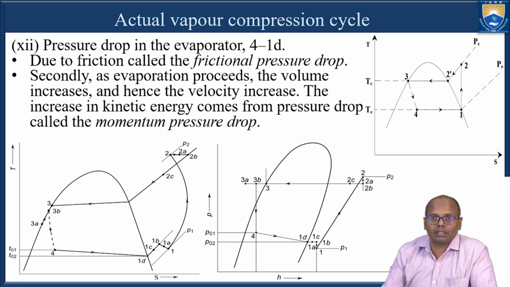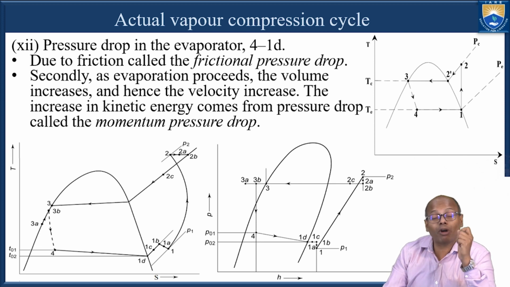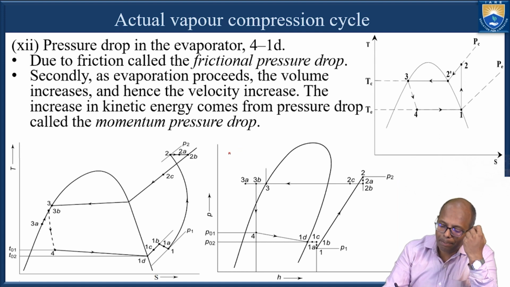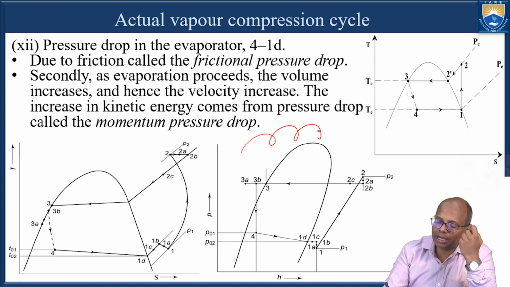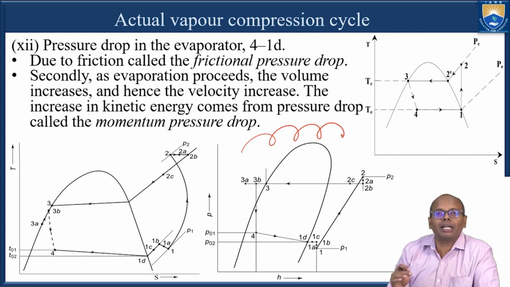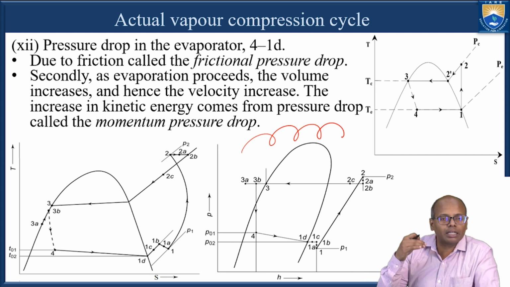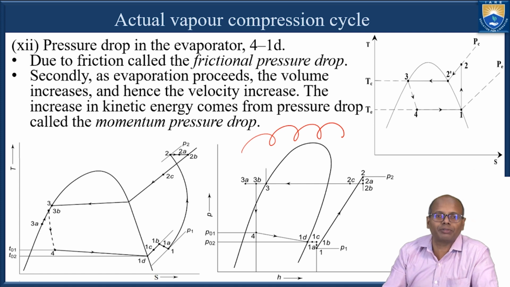Now what is the other one? The last one is the pressure drop. There is a pressure drop in the evaporator. Why is there a pressure drop? Again, the same reason: the evaporator is also a pipe. When the fluid flows through a pipe, it definitely encounters friction, and because of that there is a pressure drop even inside the evaporator.